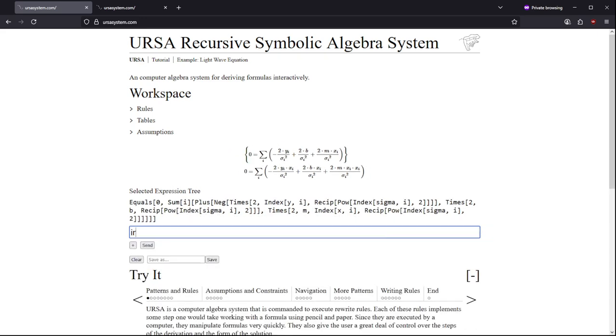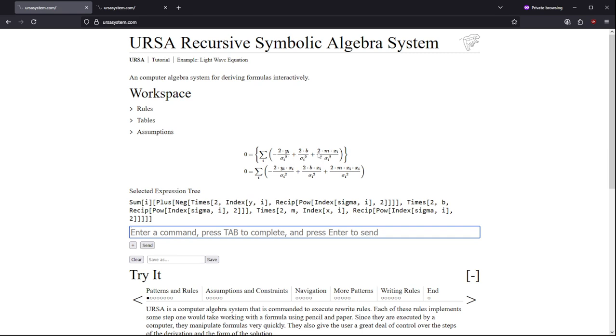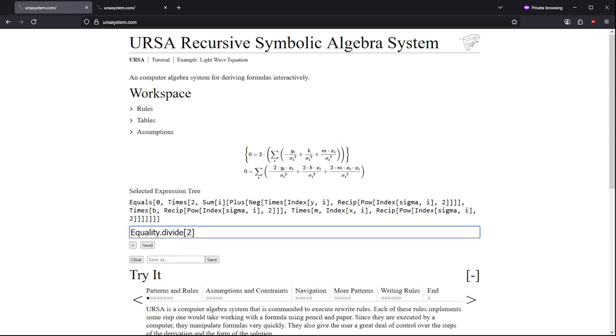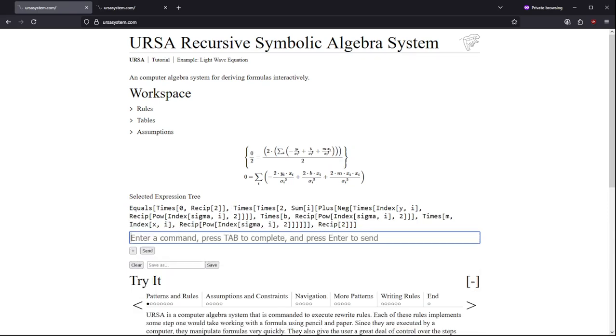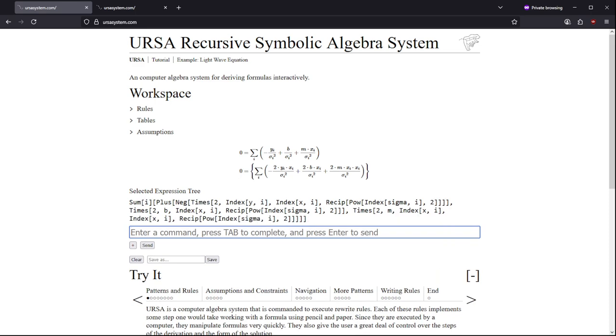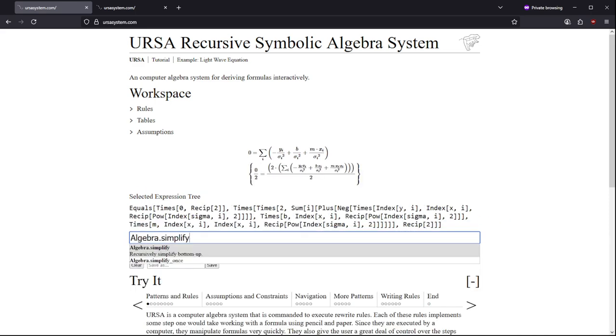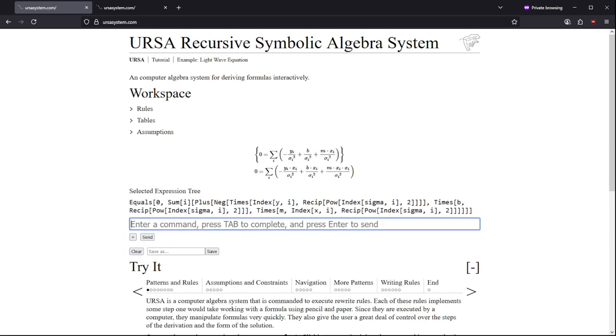And now we have some coefficients of 2. This appeared because we had a squared term that we took the derivative of, so a coefficient of 2 appeared. And we can divide that out by factoring out a 2, and then using equality.divide to divide both sides of the equation by 2, and then simplify, which cancels. Factor out a 2, divide by 2, and simplify.